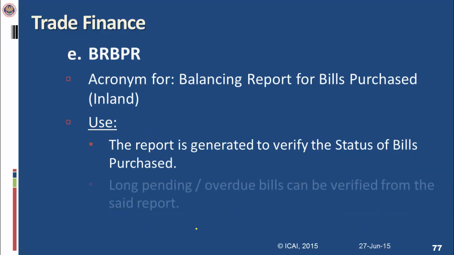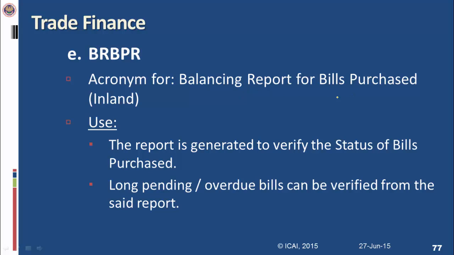Now comes the balancing side. There are a few reports where the bills which have been received by the branch have to be balanced on a periodical basis, so that it is ensured that all the documents that have been received by the branch are intact, and that nothing has been parted with to any customer, or is missing. So for that purpose, for inland bill purchase, the command is BRBPR, that is balancing of bill purchase. When we generate a report, it will give as-on-date information on how many bills are outstanding in the system.